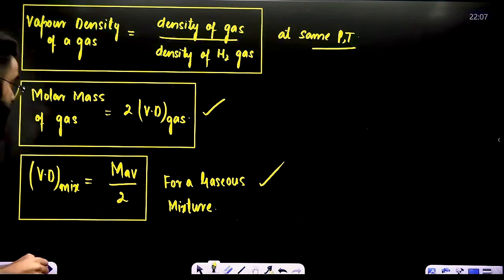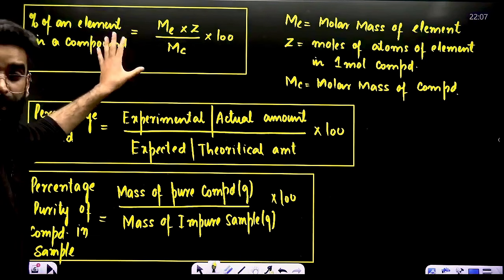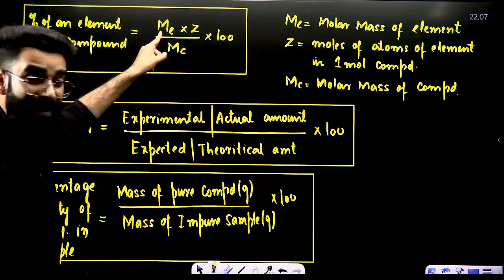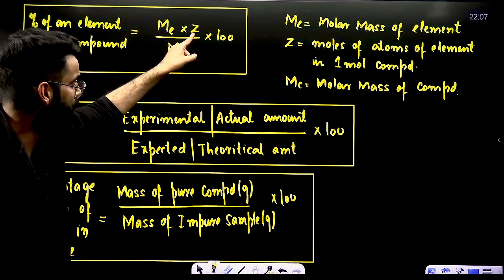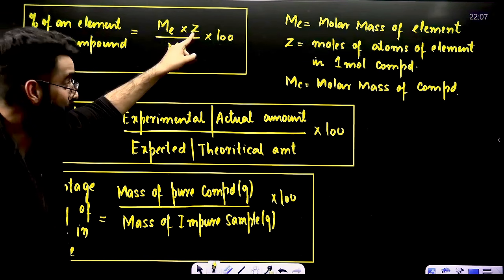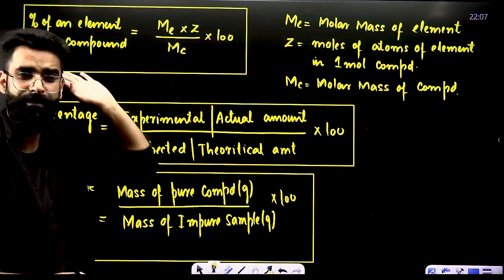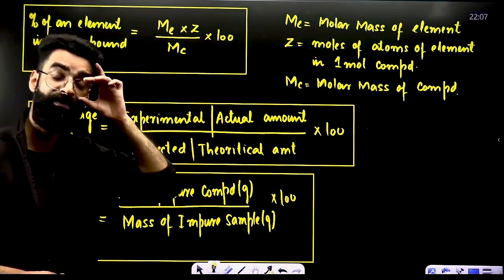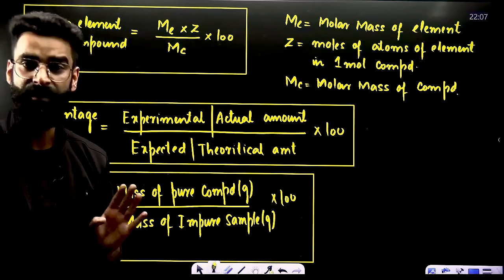Okay, moving ahead. Percentage of an element in a given compound is equal to molar mass of the element multiplied by number of moles of the atoms of the element in 1 mole of the compound divided by molar mass of the compound multiplied by 100. One simple result with the help of which you can calculate the percentage of an element in a given compound.